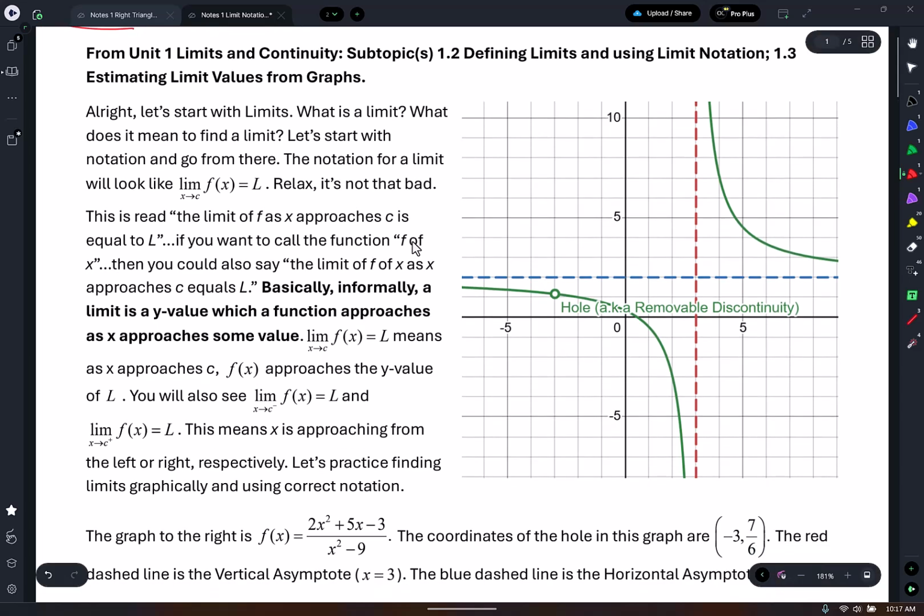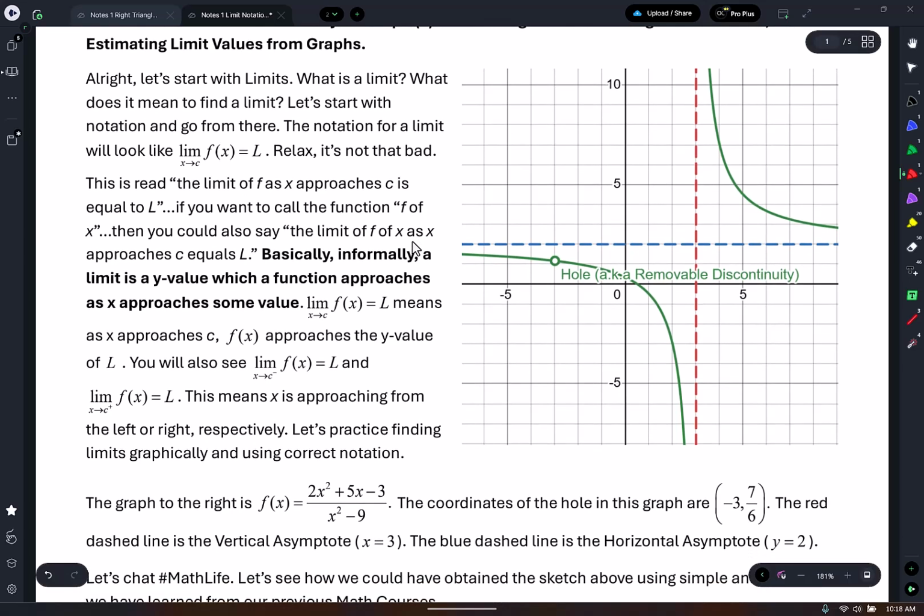So it says here, let's start with limits. What is the limit? What does it mean to find a limit? Let's start with notation and go from there. The notation for a limit will look like the limit as x approaches c of f of x equals L. Relax, it's not that bad. This is read as the limit of f as x approaches c is equal to L. If you want to call the function f of x, then you could also say the limit of f of x as x approaches c equals L.